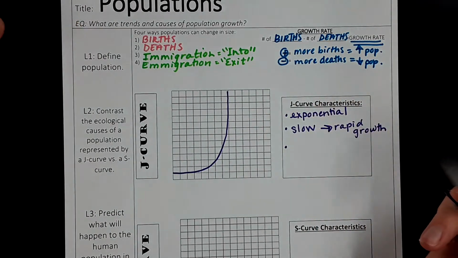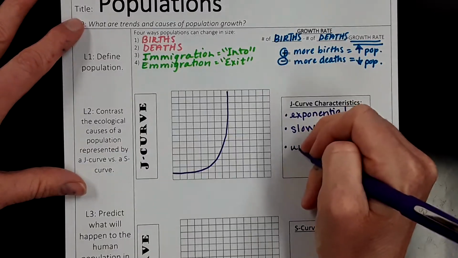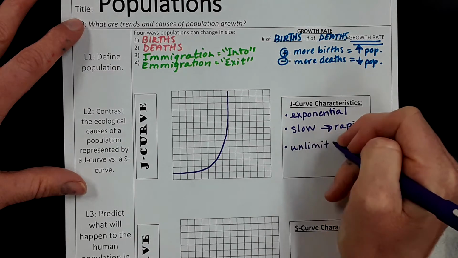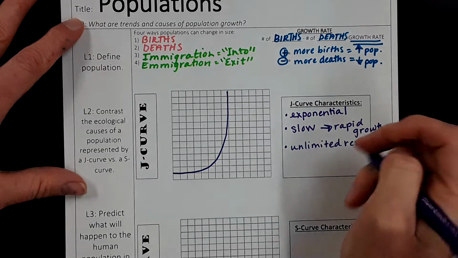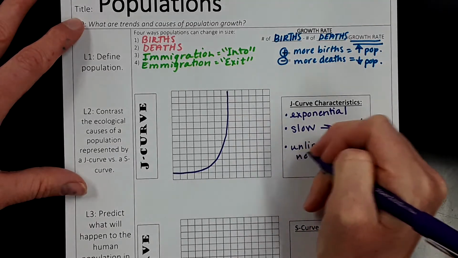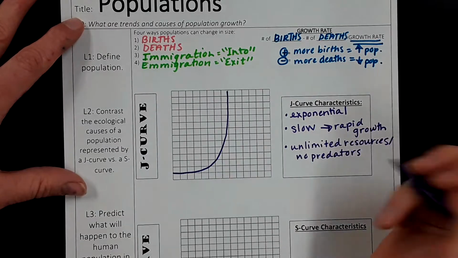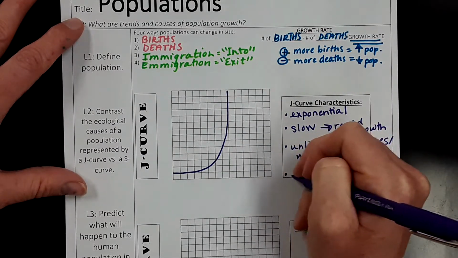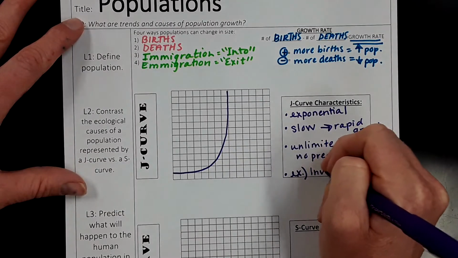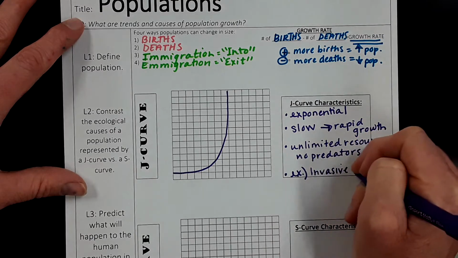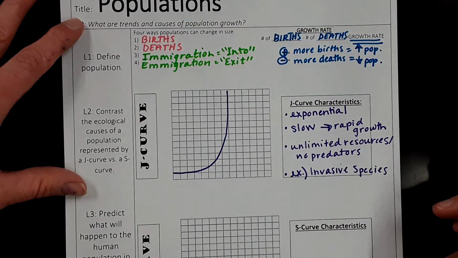In this type of curve, we have unlimited resources. So this is the land of plenty. Resources are unlimited, and there are no predators. So there's nothing that's going to kill you as an individual organism, and you live out your normal life. An example of something that reproduces and grows this way is invasive species. Invasive species typically will start off with exponential growth.